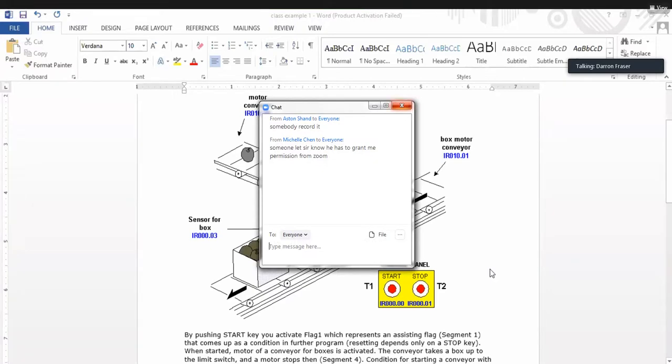So looking at this diagram, you can tell me what you consider to be your inputs.